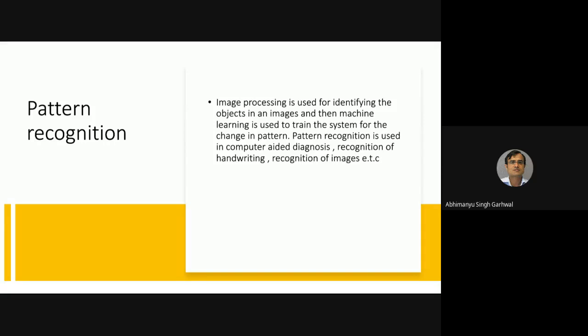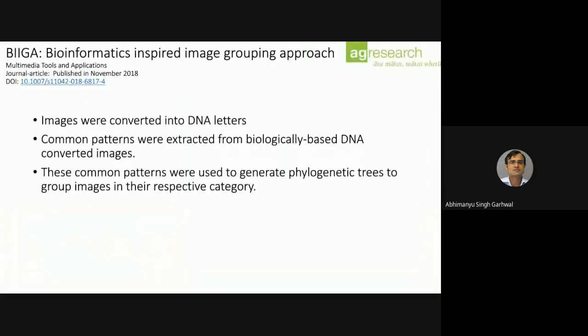So I did some work on this pattern recognition system. This is my PhD work where I converted images into DNA letters like adenine, thymine, guanine, cytosine. And then from that DNA encoded images, I extracted common patterns. And those common patterns are used to generate phylogenetic trees to group images in their respective categories. For extracting patterns, I used some sequence alignments. These are bioinformatics algorithms, sequence alignment algorithms.